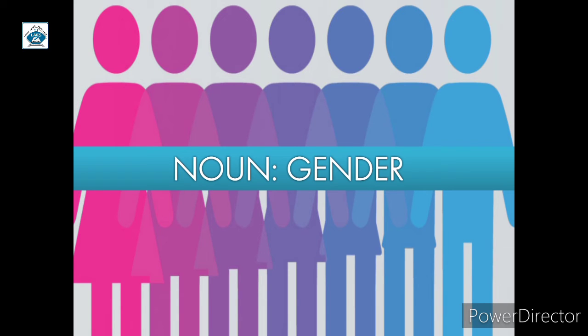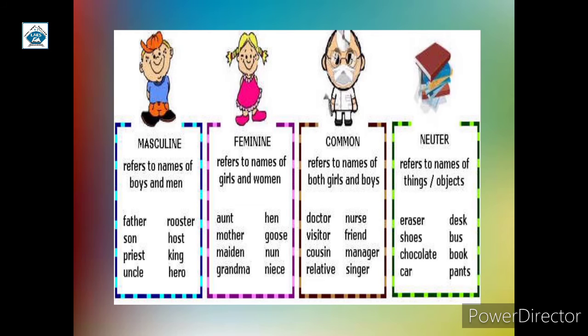Next, we'll study about noun gender. There are 4 types of gender: masculine gender, feminine gender, common gender, and neuter gender. So what is masculine gender? It refers to names of boys or men. It is a male gender. For example, father, son, priest, uncle, host, king, hero, landlord, tiger, etc.